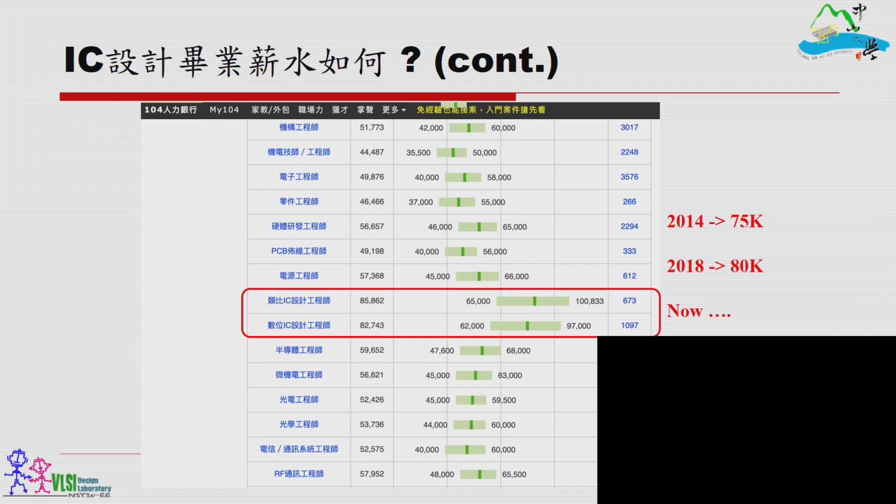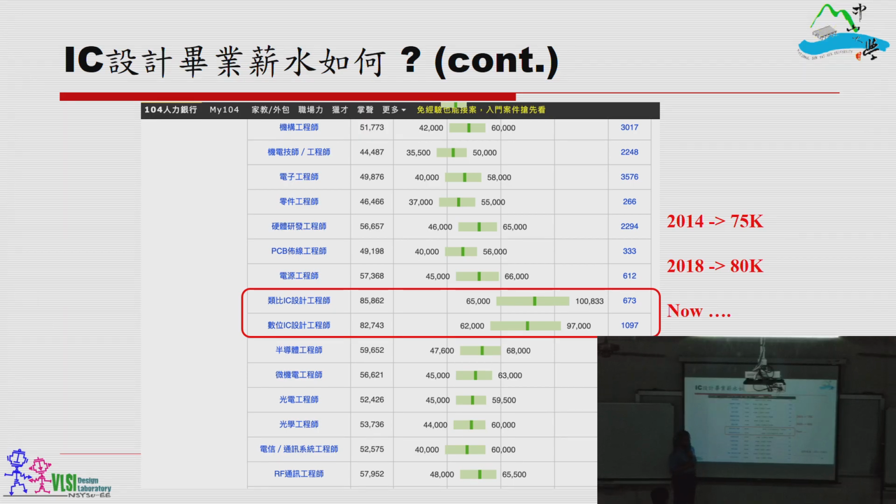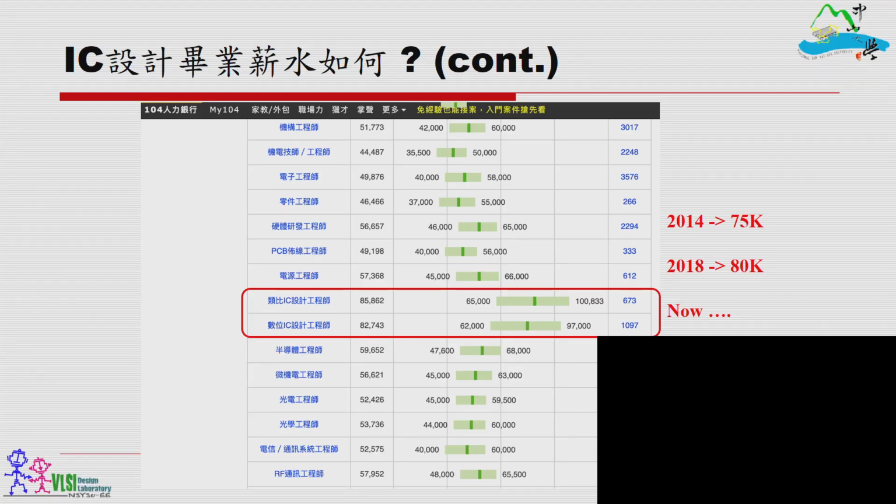Okay, read the numbers. This is from the 104 website. This is for analog IC designer. The average salary per month, 85K. And digital IC designer, 83K. And the range could be as high as over 100K. And this was about 2 years ago. Right now it's even higher. So I tell my students, if you can survive, you won't regret getting this job.